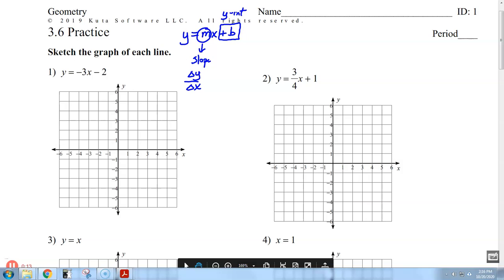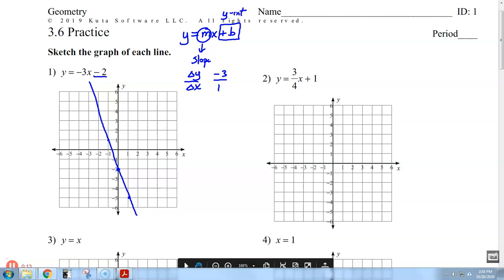Number one, y-intercept would be at -2. So it crosses the y-axis at -2. And a slope of -3. Well, that's a slope of -3 over 1, which means we're going to drop 3 and go right 1. And then if I want to work back the other direction just to get a little bit better line, you could do that.